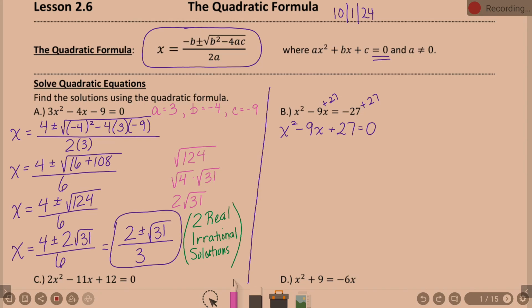Okay. I'm going to write down my ABCs. You don't feel like you have to. What is A? 1. Invisible number in front of x squared is a 1. What is B? Negative 9, number in front of x. And what is C? Positive 27, because it's a number added at the end. Okay? Okay, start setting up your quadratic formula for me.